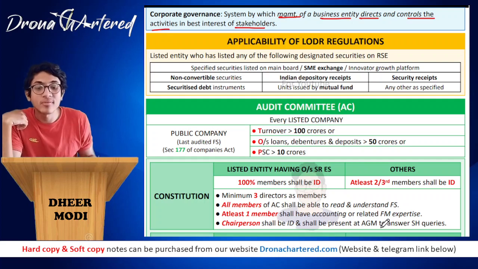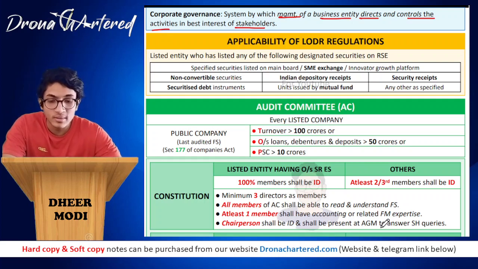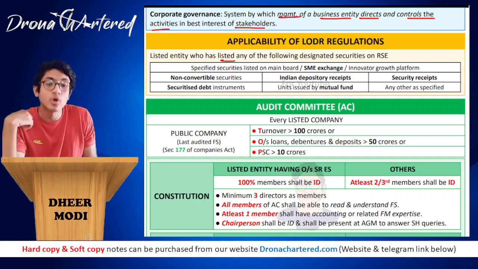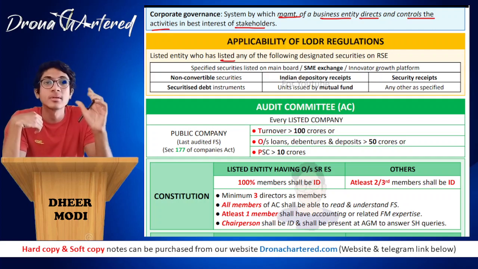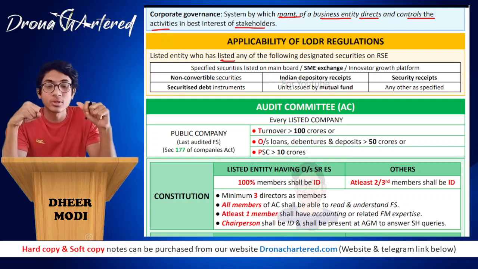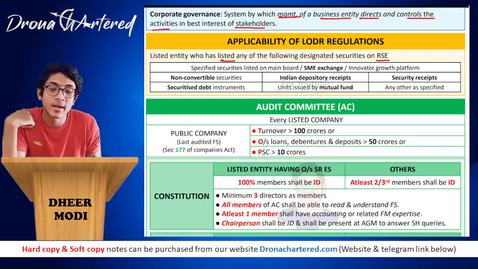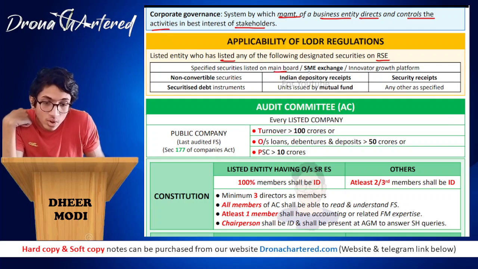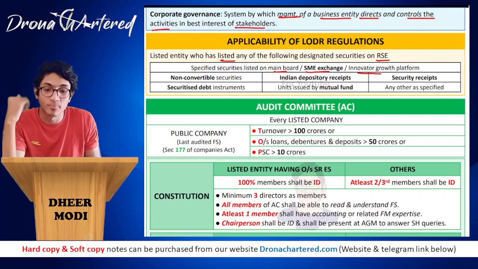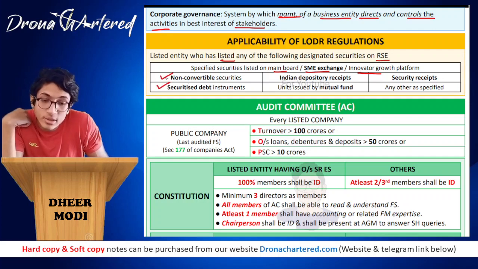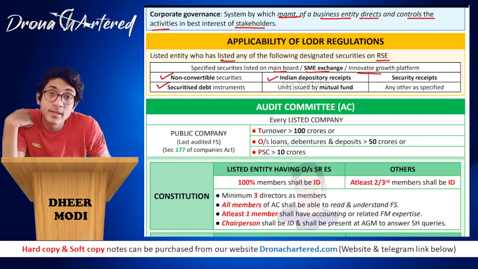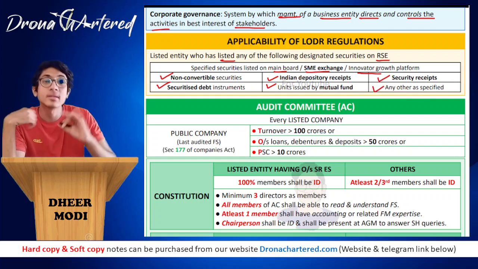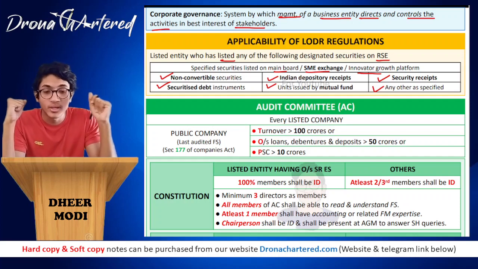Now, the applicability of LODR regulations, that is, to whom all of these are applicable. A listed entity which has listed any of the following designated securities, that means not just shares, but certain securities given. If any of these securities are listed on a recognized stock exchange, that is your RSE, then they have to follow LODR regulations. Any specified security listed on the main board or SME exchange or innovators growth platform. Then any non-convertible securities, any securitized debt instruments, your IDR, that is your Indian Depository Receipts, any units issued by mutual fund, any security receipts, and any others as specified. If these are listed, then they have to follow LODR regulations.